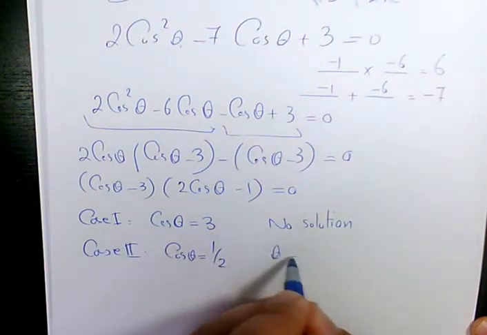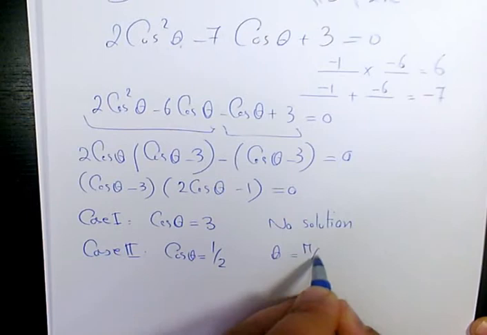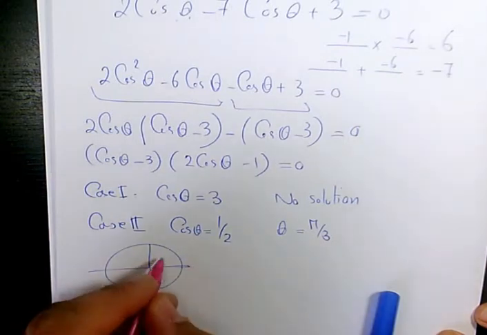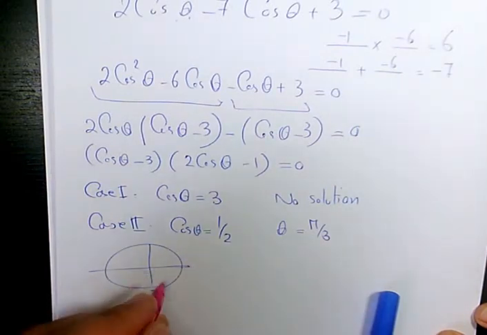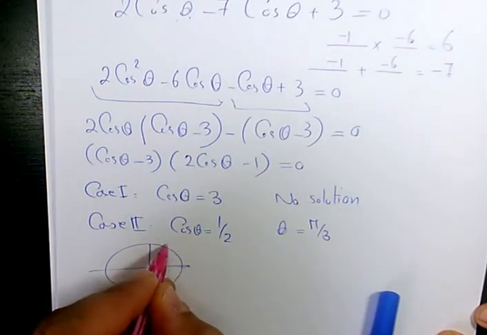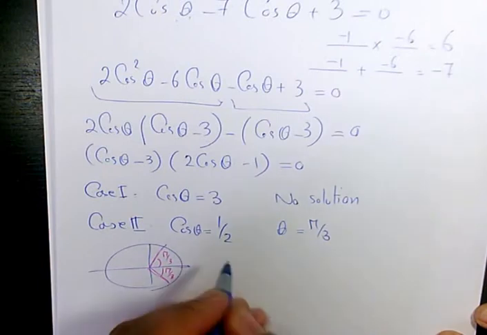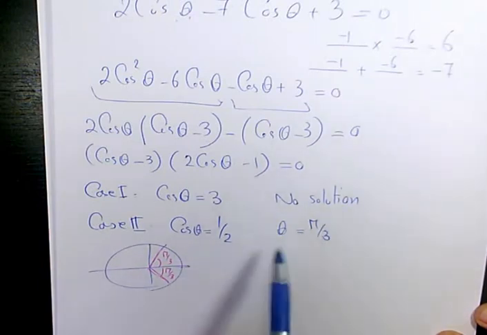So theta must be, one answer is going to be pi over 3. And for the second answer, we need to use the CAST rule. Quadrant 1 and quadrant 4 is where cosine is positive. It's going to be like that. That's pi over 3, pi over 3. So one answer is pi over 3 as I wrote here.